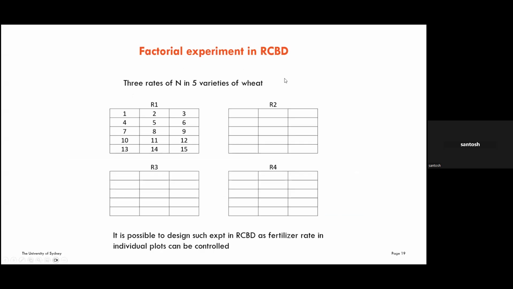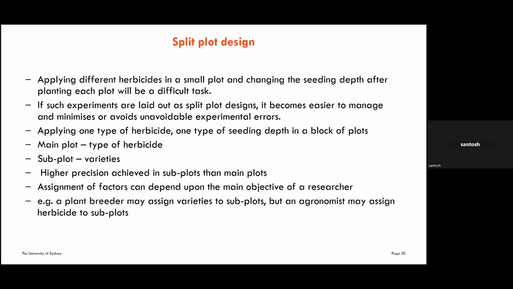Okay, so what you can do is here. This is just an example of a factorial experiment. So you have 3 rates of nitrogen, 5 varieties of wheat, 15 plots. Right, so you just did it in 1 rep. You can do the same thing in 2nd rep, 3rd rep, 4th rep. So it is possible because the fertilizer rate you can control within the plot. So it is easy to do that, and also varieties you can control. But if you want to apply different herbicides in a small plot, and also you want to change the seeding depth of planting in each plot, it will be a very difficult task.